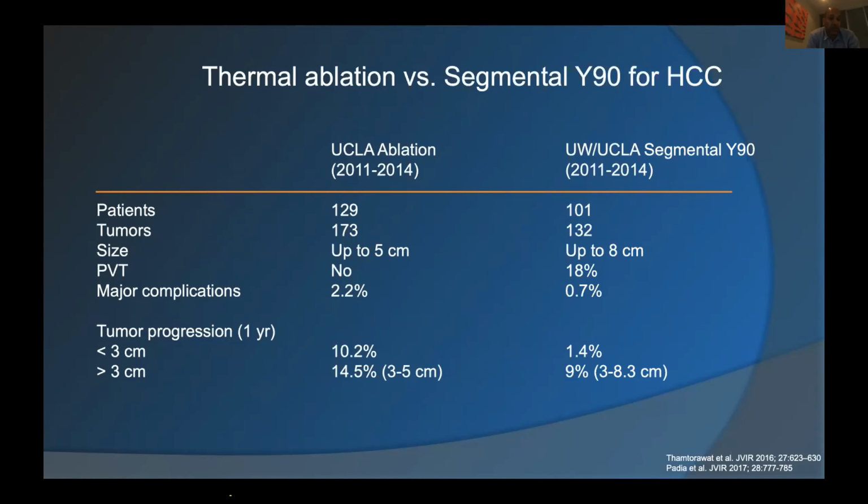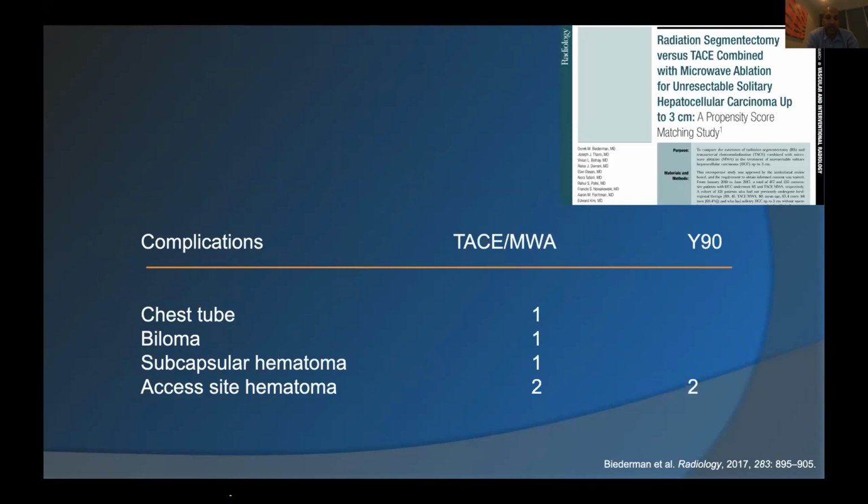And that's basically what you're seeing for most papers worldwide for ablation, and that's considered, quote unquote, curative, right? And for tumors less than 3 centimeters, we're seeing tumor progression rates of around 1%. So if you're going to argue that ablation is curative for tumors less than 3, I think you can make the same argument for radiation segmentectomy.